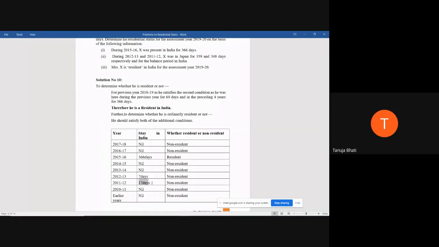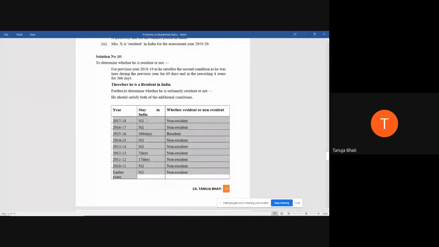So if it is not a leap year, what is the number of days in a year? 365. Out of 365, 348 days he was in Japan. 365 minus 348. So what is the balance number of days he is there in India? For 17 number of days he is there in India. So have you understood, Padmaja, the calculation of number of stay in India? Yes, ma'am.